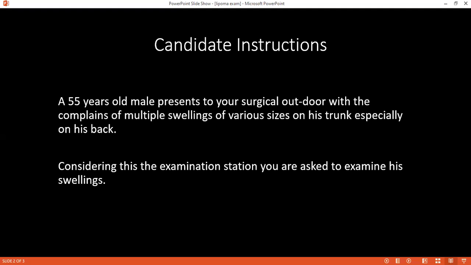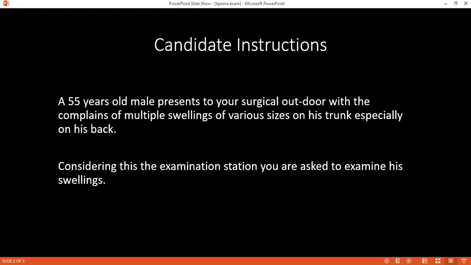I'll inspect the back of the patient. I will look at the number of swellings, the site of the swellings, the shape of the swelling, the surface of the swelling, the skin over the swelling, and any scars over the swelling. Then I will tell the patient that now I'm going to feel the swellings.